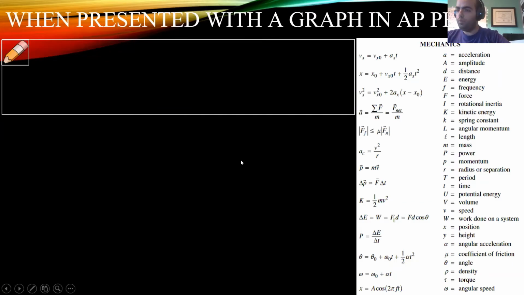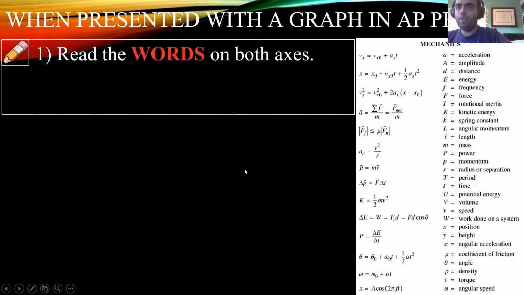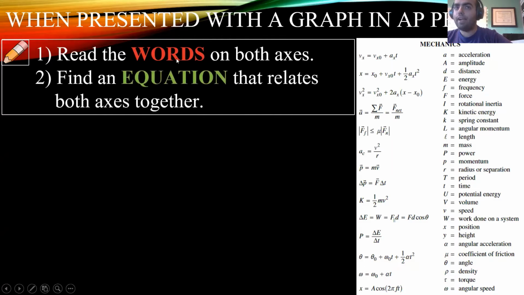So when you're presented with a graph in AP Physics, there's a couple things that you're always going to want to do. The first thing is to read the words of the quantities that are plotted on both axes, both the vertical axis and the horizontal axis. It's really important what words are written there, and it can be any of these quantities that you see on your AP Physics formula sheet. Pretty much any of them are fair game to be a quantity represented on one of your axes.